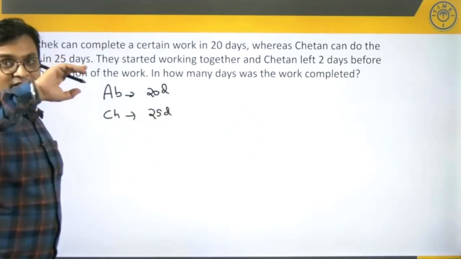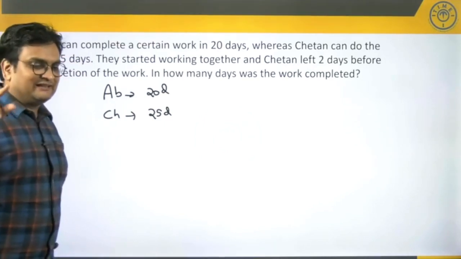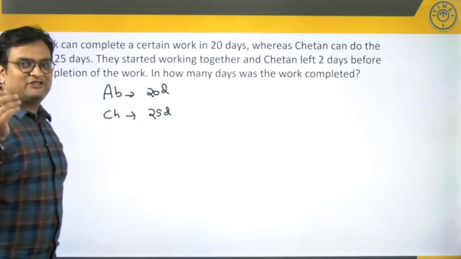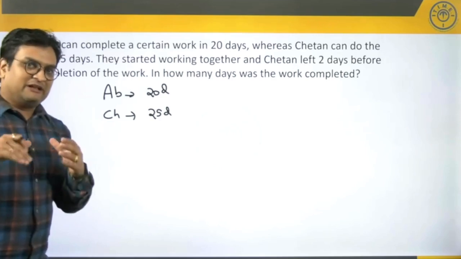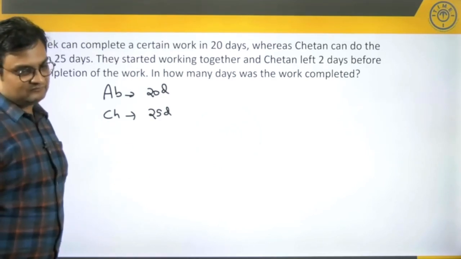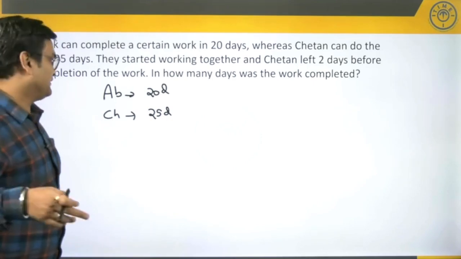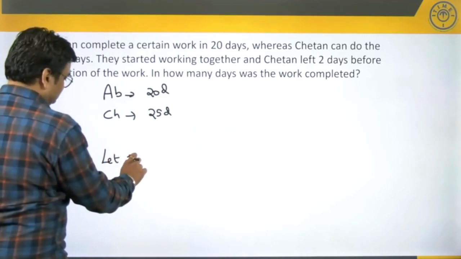They are not working together throughout. Observe what they are saying. They started working together and Chetan left 2 days before completion of the work. So when was the work completed? We don't know. But whenever it was supposed to be completed, 2 days before that Chetan left. In how many days was the work completed? So let's assume, let the work be completed in n days.